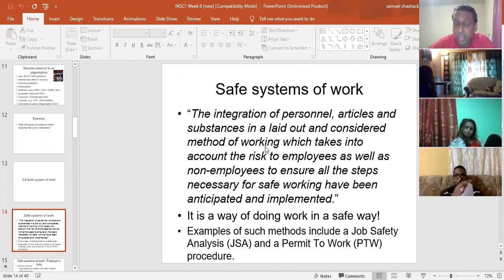And what do these things do? What does a JSA and a permit to work do? It enables you to do work safely. So it's the integration of personnel, articles, and substances in a format, which is a laid out and considered method of working, which takes into account the risk to employees as well as non-employees. And the aim is to get it done in a safe way, to ensure all the steps necessary for safe working have been anticipated and implemented.